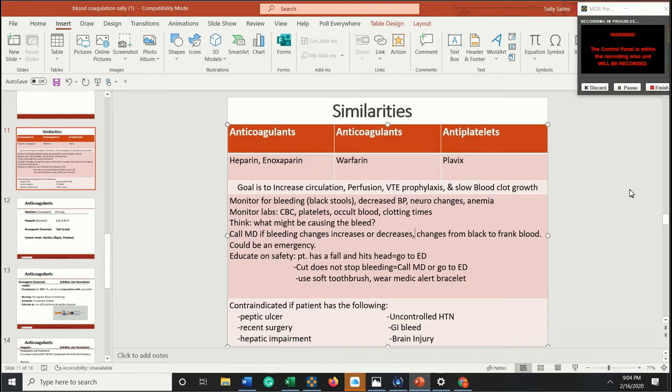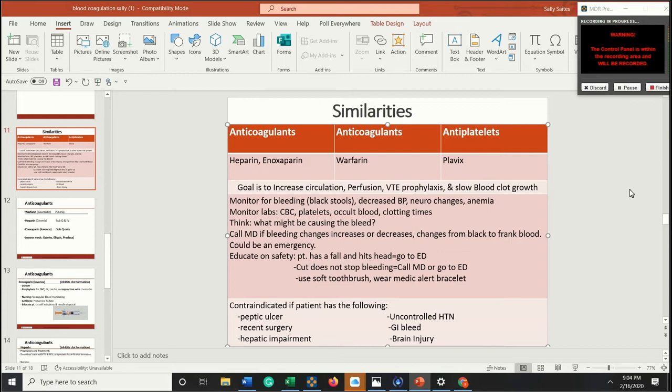So in order to monitor all of those, we are going to look at our labs. We're going to look at our CBCs, our platelets. We can do an occult blood stool test. And then we're also going to be looking at clotting times, which do differ with these. I spoke about clotting times in the previous video, and we'll be looking at clotting times here as well.